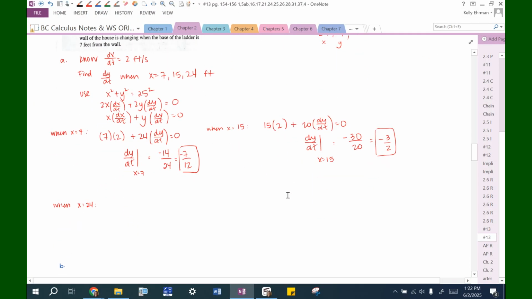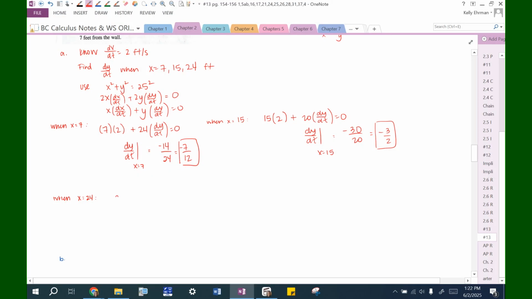And our last one, what about when x is 24? So 24 goes in for x. dx/dt is still 2. y is now 7. Don't know dy/dt. This is 48. So dy/dt when x equals 24 is equal to negative 48 divided by 7. And oops, I should have labels on those. Feet per second, feet per second, feet per second. Those are all linear measurements that are changing at a certain rate.